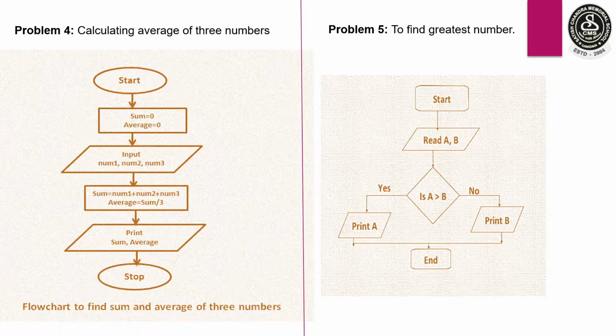Next problem is calculating the average of three numbers. So we are calculating the average. The first is start, definitely. Next is sum equal to 0. Why sum equal to 0 and average equal to 0? As we are adding, it is actually related to computer programs.